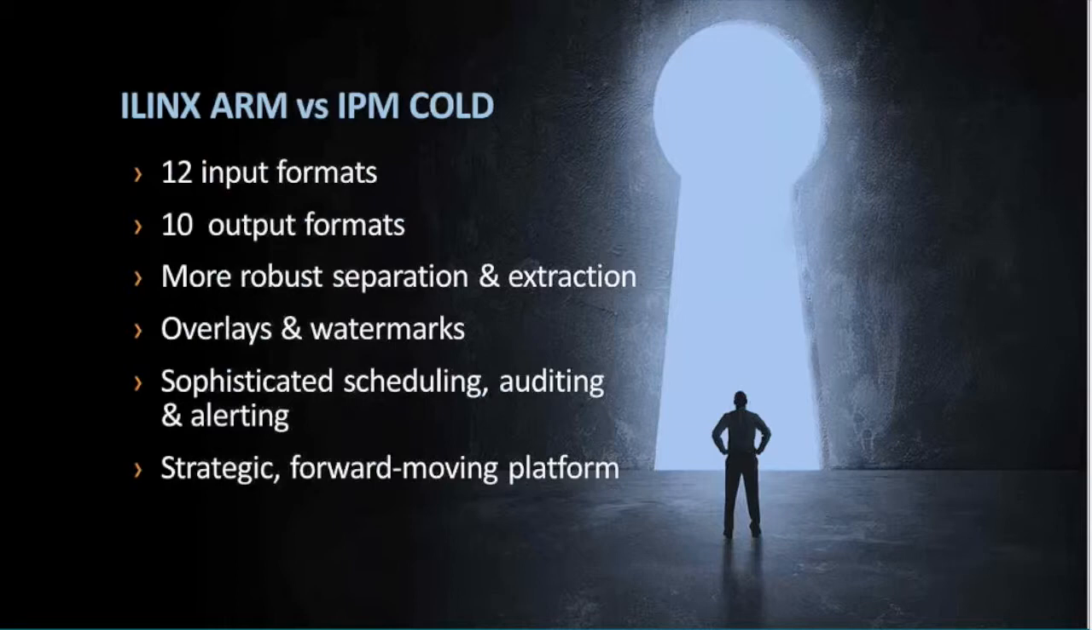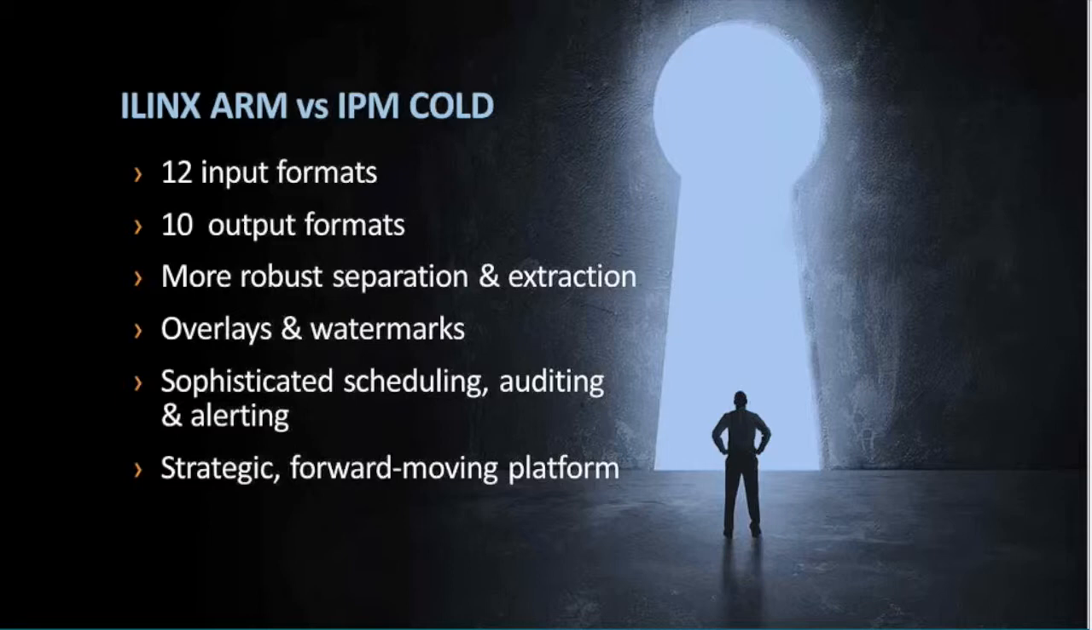So ARM is better than IPM COLD for these reasons. We have 12 input formats, including ASCII, PDF, ASP, Metacode, PCL, several IBM and Xerox formats, whereas IPM only had the ASCII input. And our outputs are to standard multi-page documents, including PDF, TIFFs, text files, HTML, XML, and others for consumption by any content management system, whereas IPM stored only internal proprietary storage format files.